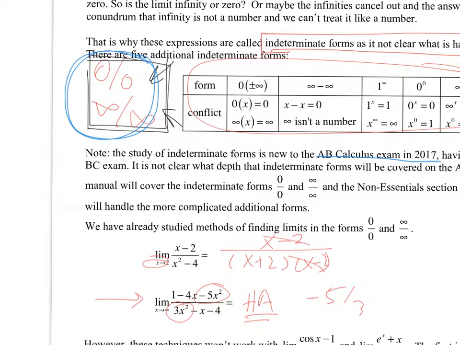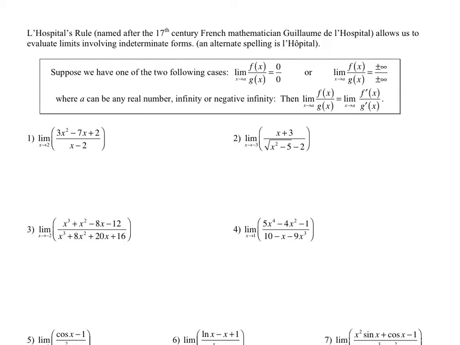We have a rule called L'Hopital's rule. So here's what L'Hopital's rule says. It allows us to evaluate limits involving indeterminate forms. So let's say you have the limit as x approaches a of f of x over g of x, and you get 0 over 0 or plus or minus infinity over plus or minus infinity.